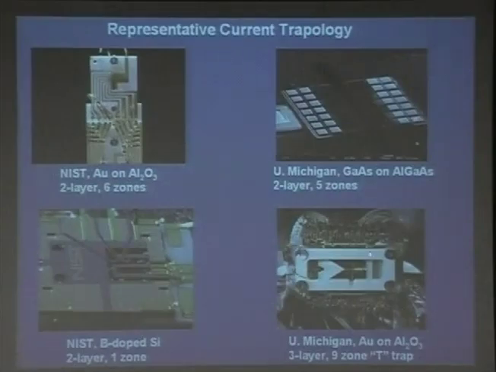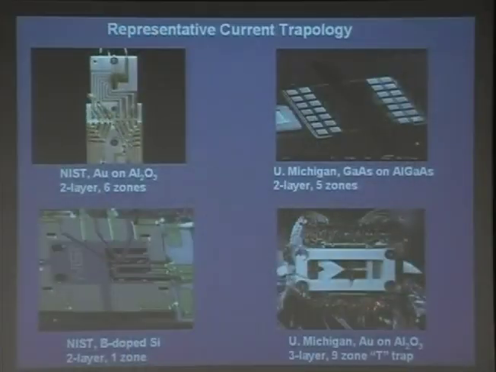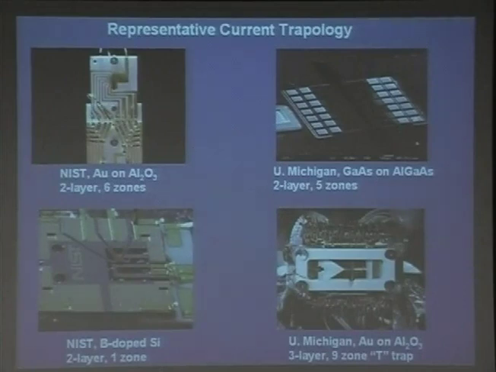This shows a trap down here that shows a larger array. This is a little hard to see, but this trap made by Chris Monroe's group is a T structure, so it's starting to be a 2-dimensional array. You can also see that one of the problems we face in the future, in this still relatively simple structure which has 9 zones, is the wiring. As we scale up, we're going to have to attack some of these seemingly mundane issues, which is how we wire this thing up.